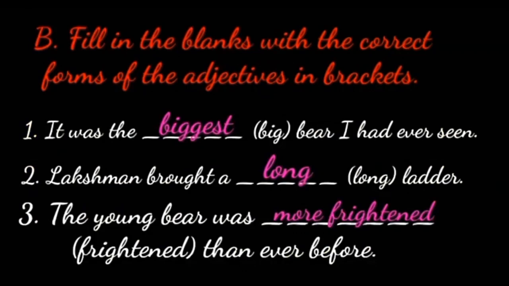Then we move to exercise B. Fill in the blanks with the correct forms of the adjectives in brackets. Adjectives are given in the brackets, children. You have to write the correct forms. Now I am going to read out the questions with answers. The first one, it was the biggest bear I had ever seen. Inside the bracket, the word given is big. We changed it to biggest. So here the answer is biggest.